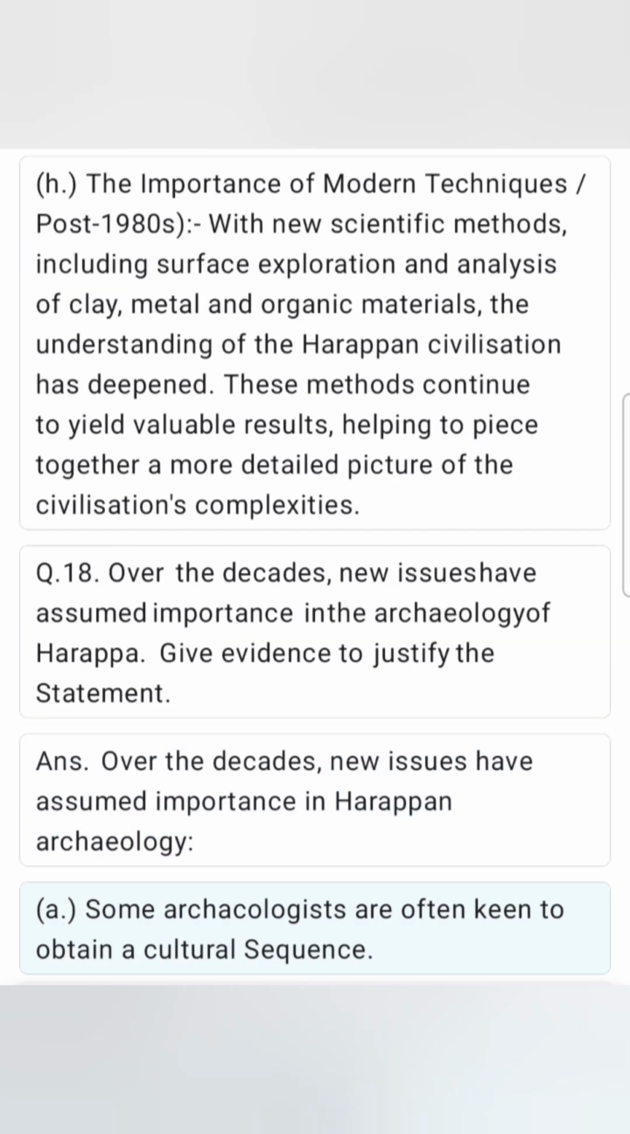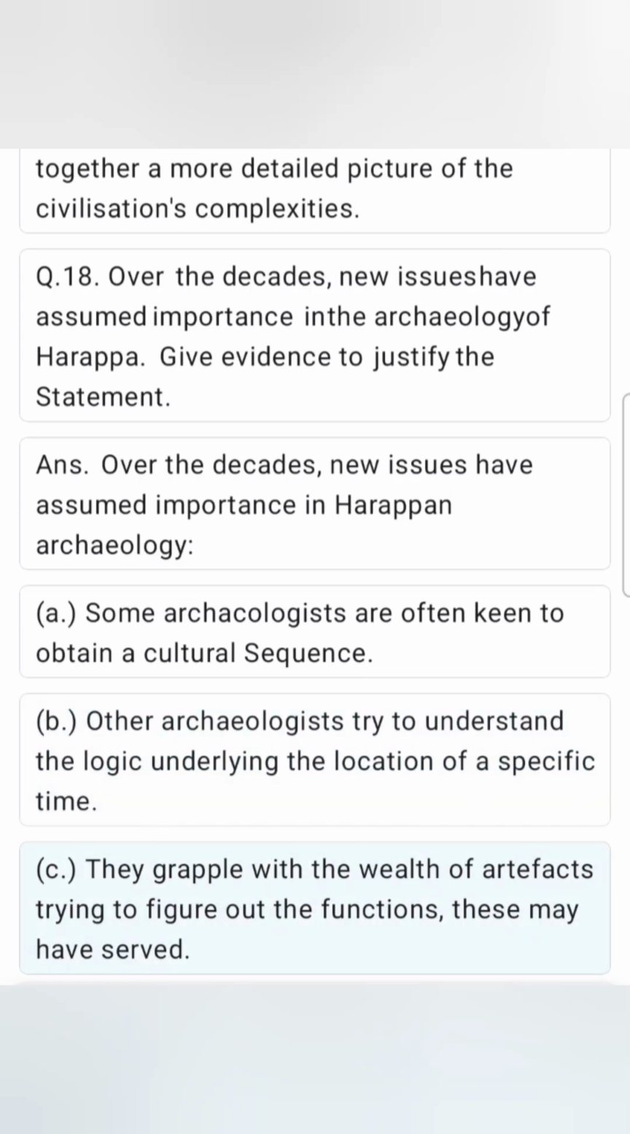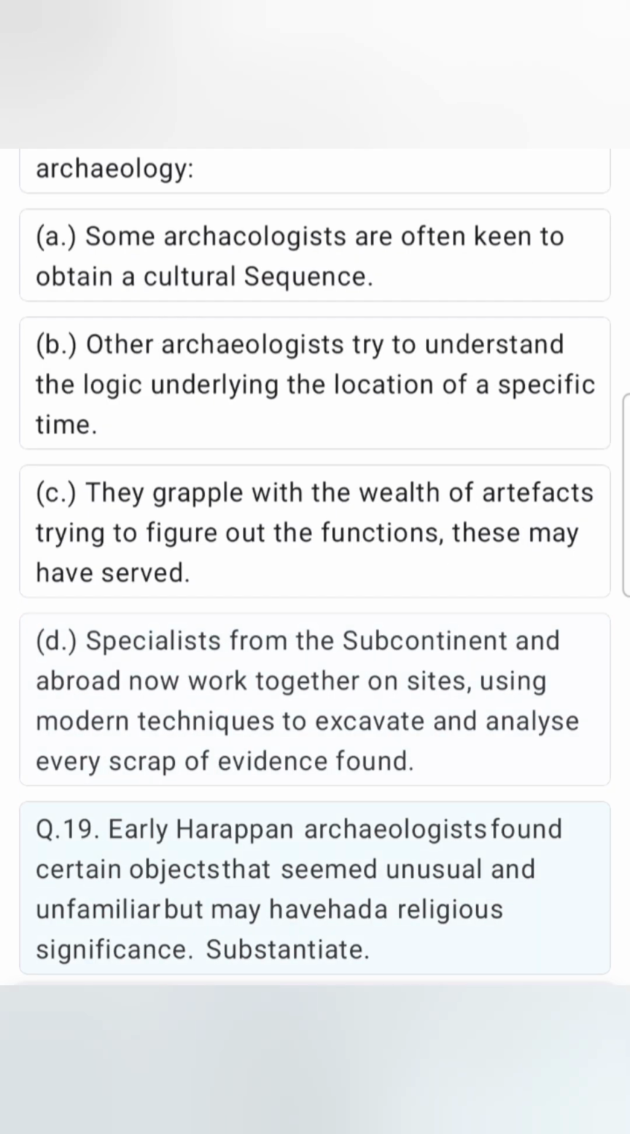A. Some archaeologists are often keen to obtain a cultural sequence. B. Other archaeologists try to understand the logic underlying the location of a specific time. C. They grapple with the wealth of artifacts trying to figure out the functions these may have served. D. Specialists from the subcontinent and abroad now work together on sites, using modern techniques to excavate and analyze every scrap of evidence found.